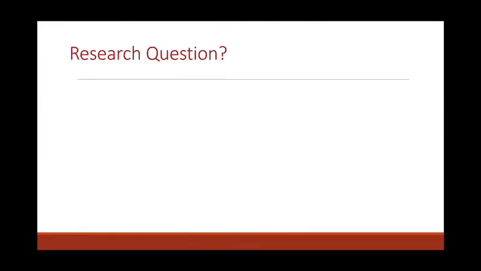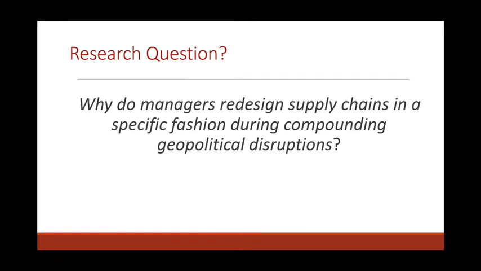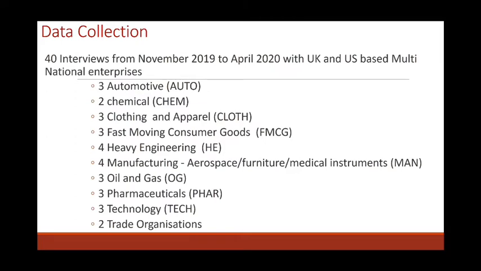So what we were trying to understand then is why do managers look to redesign their supply chains in a particular way during these compounding geopolitical disruptions? So we had Brexit, then you have the US-China trade war, and now you have COVID-19 on top. So it's not just one big event, it's 3 events and possibly more to come that are being layered on top of each other. And what we did is we went out into industry and we began to conduct interviews.